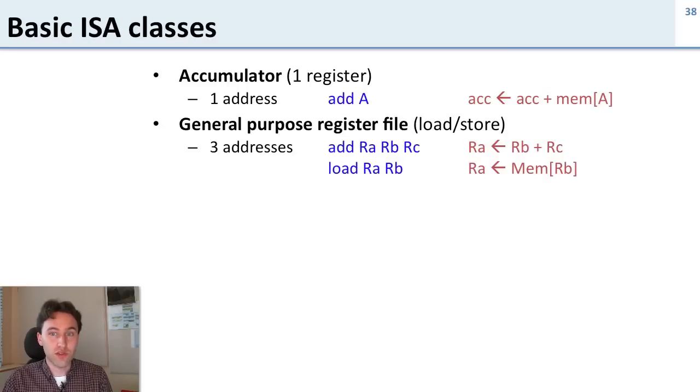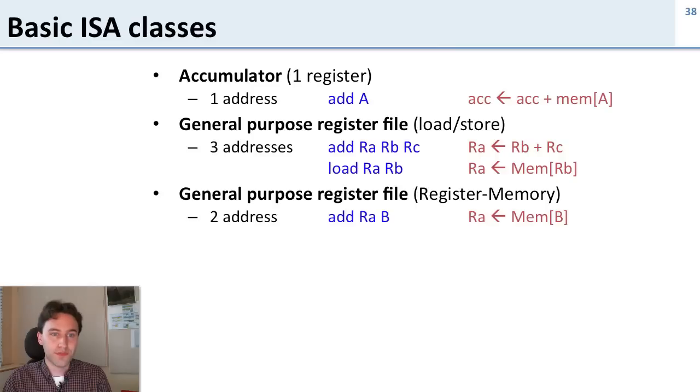General purpose register files, the load store architecture, this is what we've seen in MIPS. You generally have 2 or 3 addresses for whether you're doing things with 2 register files, writing to a register file, or you're loading a memory address. There are also more of a hybrid of these, the general purpose register file with register memory, and this is what x86 supports. So here you can have 2 addresses. So we have add RA, B, and this is going to go to memory, load B, and add it to RA.